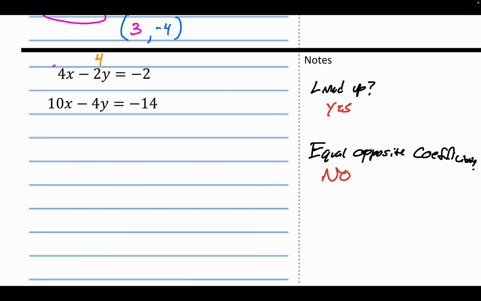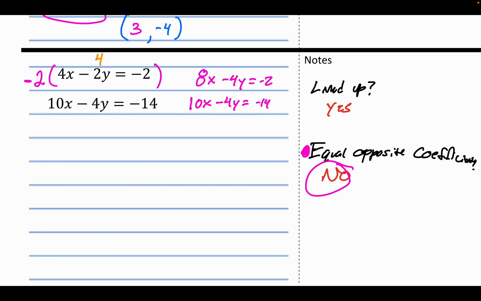To make our top equation become a 4, we're going to multiply it by 2. That gives us 8x minus 4y equals negative 2. We did not need to multiply the bottom equation by anything, so we have 10x minus 4y equals negative 14. We go back to our second question right here. Second question. Are they equal opposite? And our answer is still no. We made them equal, but they're not quite opposite.